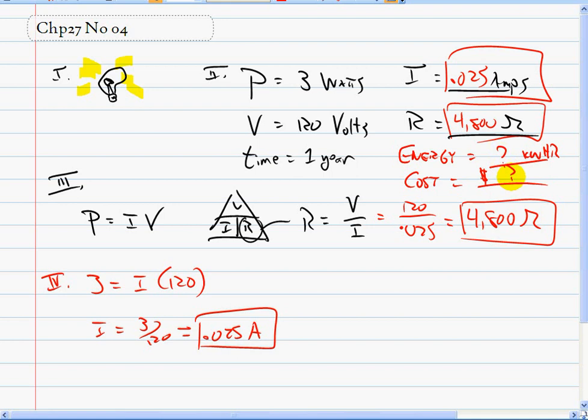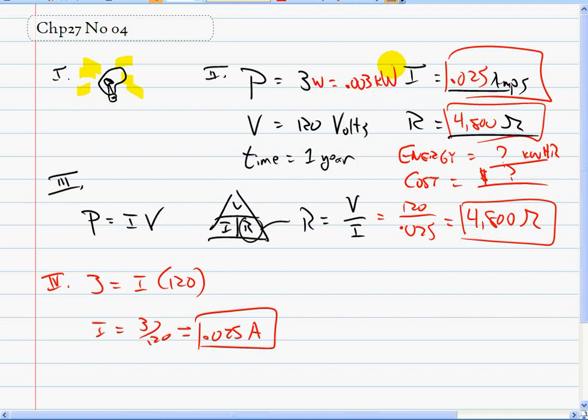We just have to change watts to kilowatts. So 3 watts is how many kilowatts? You just divide by what? Kilo means 1,000, right? So 3 over 1,000, we just move the decimal place over 1, 2, 3, right? 0.003 kilowatts, right?